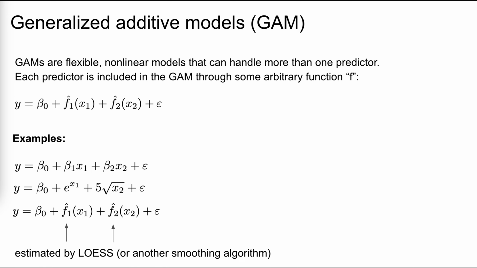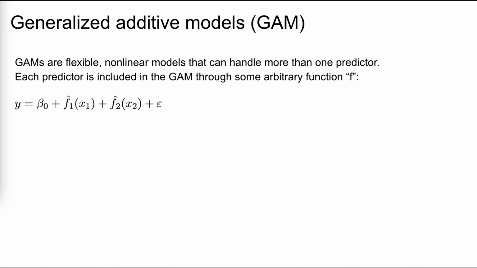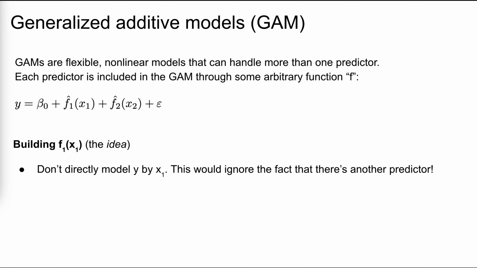Thus, in practice, the GAM algorithm does not make any specific parametric assumptions about the predictor functions. Instead, it estimates these using the lowess or another non-parametric smoothing algorithm. Though the details of this estimation process are more complicated, the main idea is this. To estimate or build the function f1 of our first predictor x1, you might assume that we'd use lowess to directly model y by x1 in particular. But we don't. If we did directly model y by x1, we'd completely ignore the fact that there's another predictor in our model.